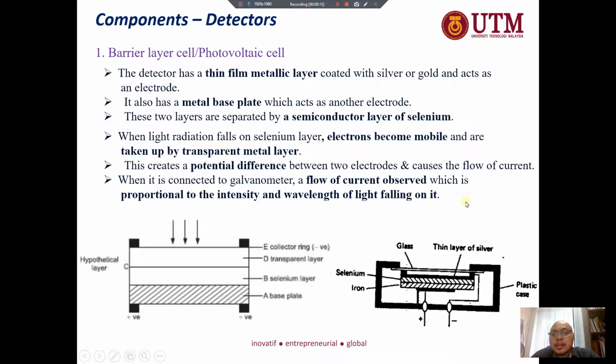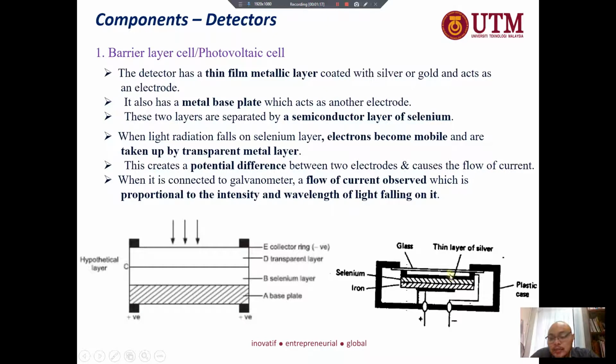Okay, the first detector used in spectroscopy is the photovoltaic cell, or we can call it the barrier cell. If you look at the figure over here, above we have the glass, and we can see a few layers. The first is the glass, then the thin layer of silver or gold, then the selenium, then the iron. The glass just protects everything inside the system. The thin layer of silver can be replaced by gold. It acts as the electrode. It is very thin so that your light radiation can pass through and directly reach the selenium.